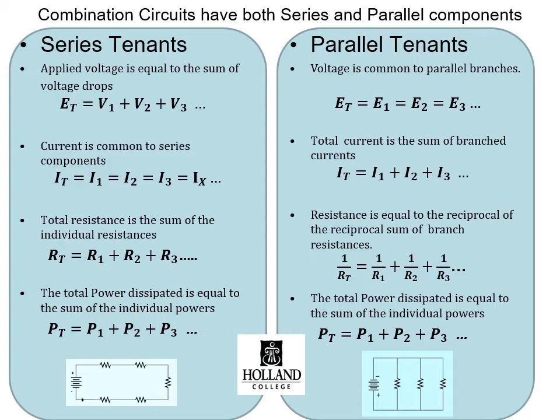When it comes to resistance in parallel, the total resistance is equal to the reciprocal sum of the branch resistances. And, just like series, powers always add. Power will come into play later on once we start doing AC circuits or alternating current circuits. With the complexity of an alternating circuit, if we use power, we can simplify the mathematics greatly.